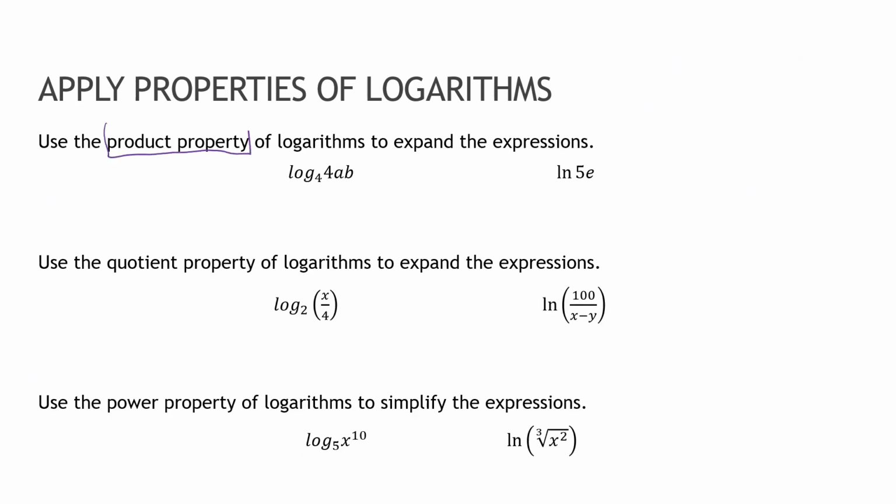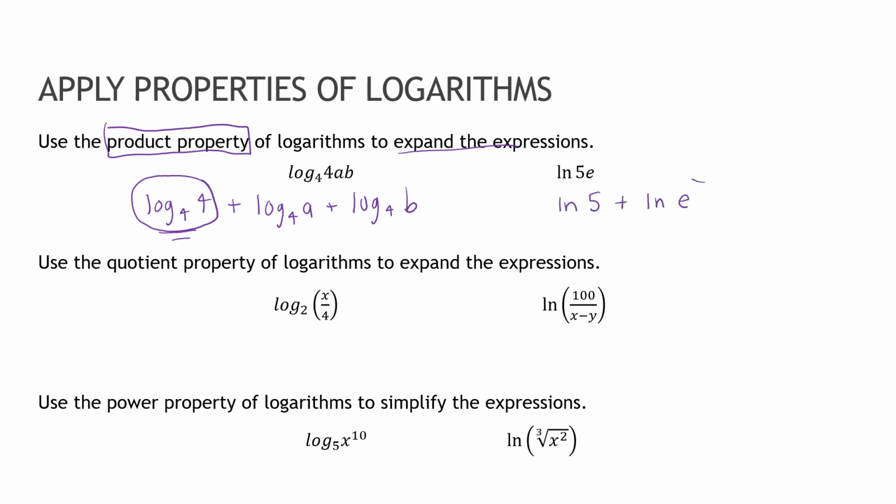We'll start with the product property, which says if you've got things that you're multiplying, you can rewrite them in expanded form with a plus in between. So this would be log base 4 of 4, which obviously would be nice because we can simplify that to 1, plus log base 4 of a plus log base 4 of b. So that would be expanded form. My next step would of course be to simplify. Same thing for natural log, it doesn't change, it's the same rule. Natural log of 5 plus natural log of e, and natural log of e is something that we could reduce.